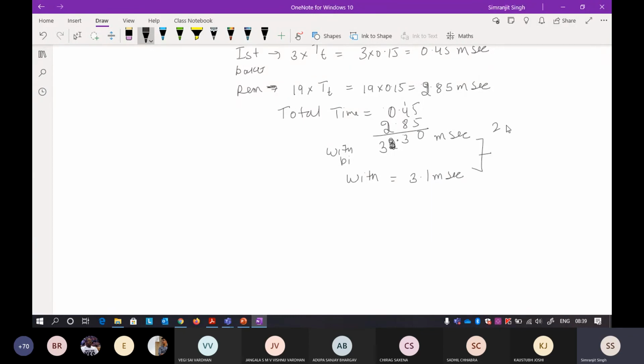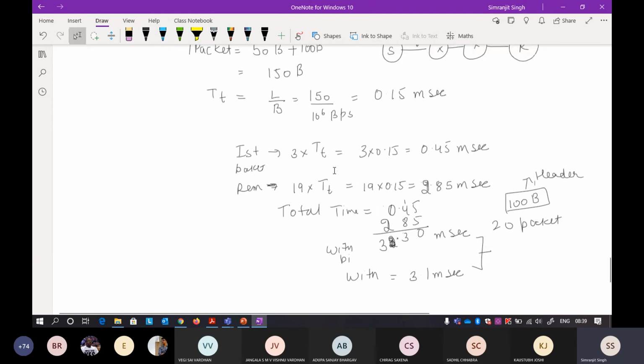Okay, so because it is divided into 20 packets, every packet will contain 100 bytes of header. So actually the size of the data gets increased. Okay, so for every one of the 20 packets you have to attach this 100 bytes of data. So that is why it is very important that you understand how much is the optimal part that you divide your packets into.